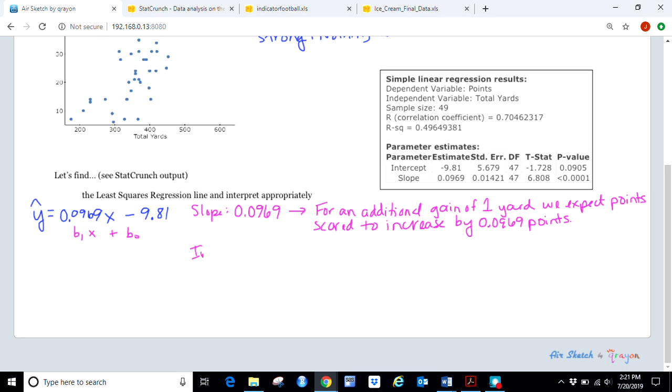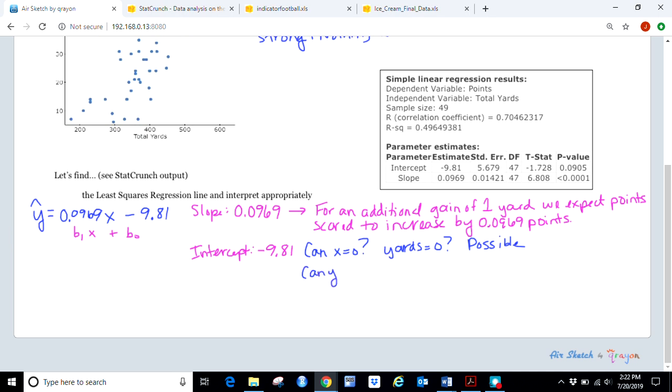Now let's talk about the intercept. I mentioned when we first talked about intercept, sometimes it's going to make sense to interpret, sometimes it's not. So how do I decide? There are going to be 3 questions we're going to ask. We're going to ask if x can equal 0. So what is x in our case? x is yards. Is it possible in a football game to have 0 yards? Pretty boring game, but it is possible.